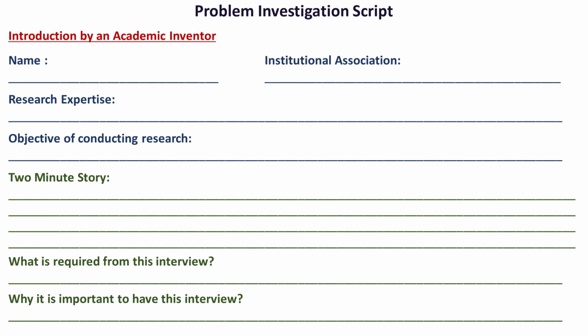The Problem Investigation Script is designed in such a way that it has multiple sections. So let us learn these multiple sections one by one. Let's look at its first section. The first section of the Problem Investigation Script, which is template 3 of the LCI, in fact gives us an introduction about the academic inventor or an entrepreneur.